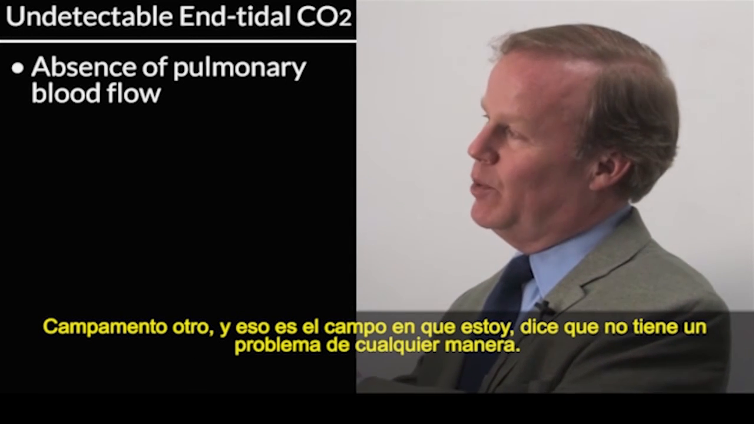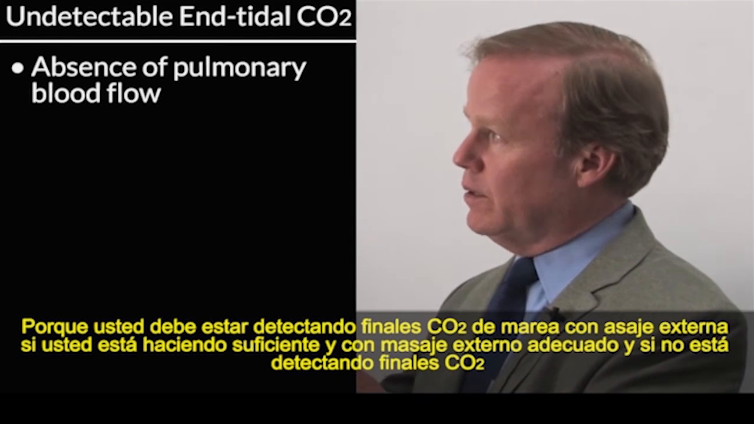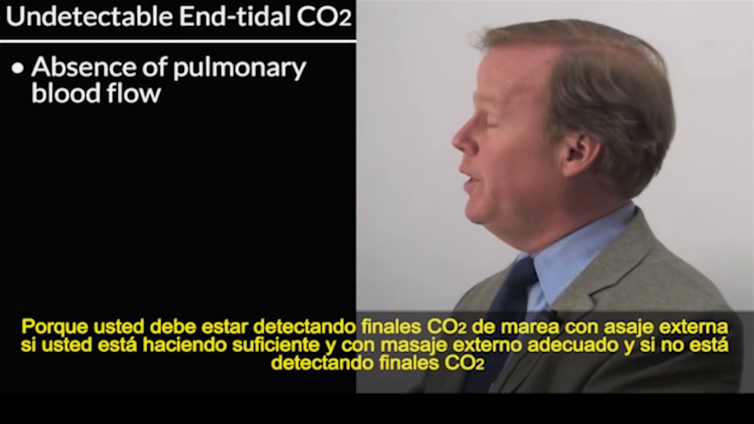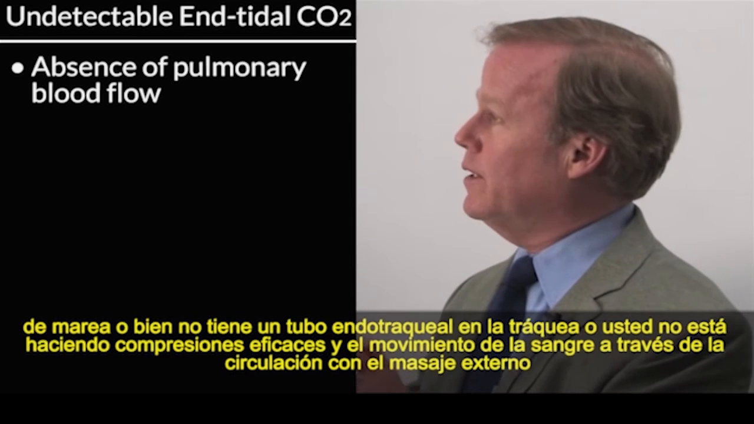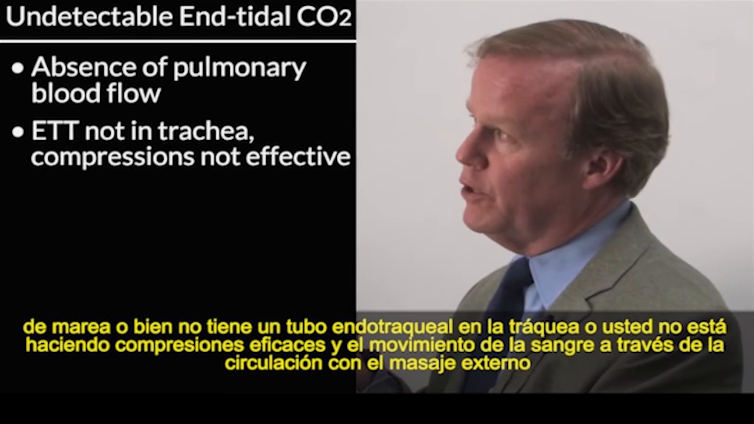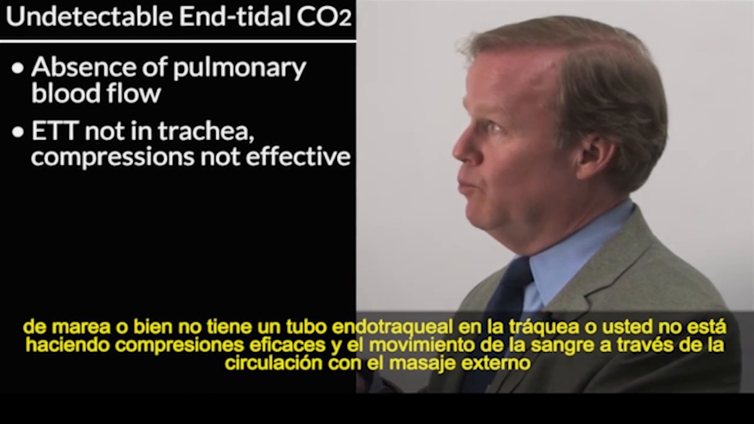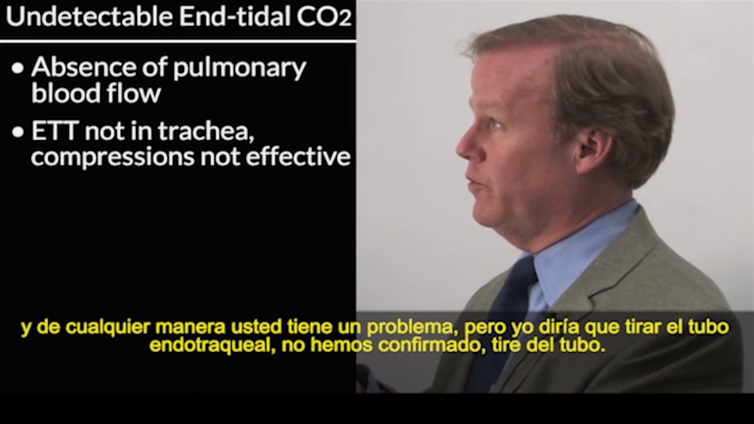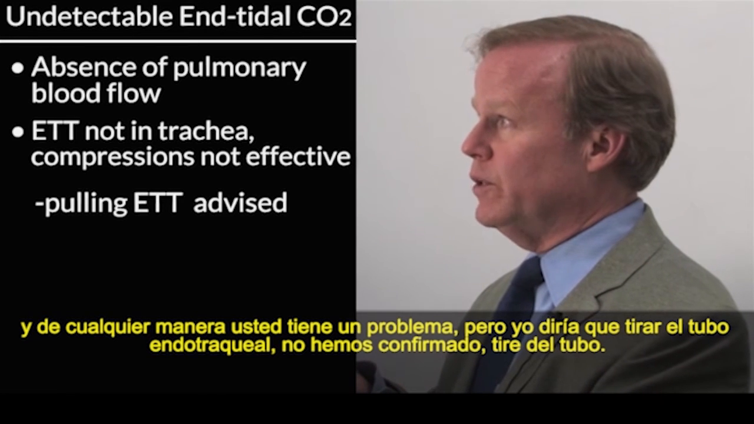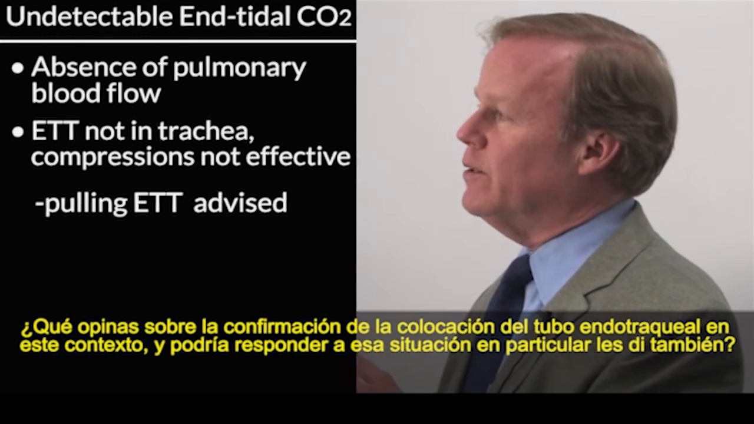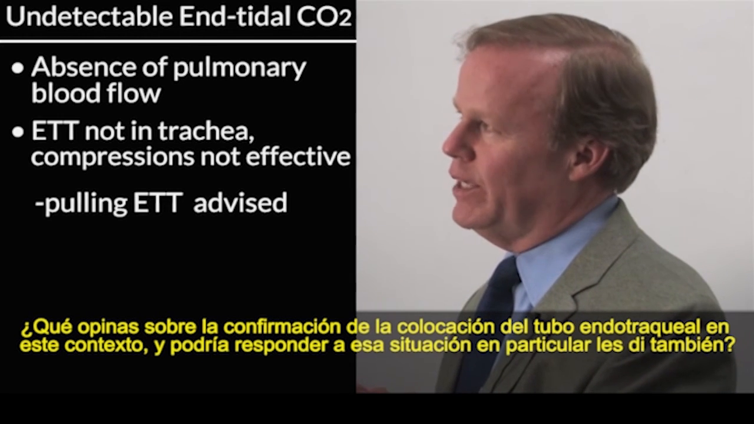Another camp, and that's the camp I'm in, says, no, you have a problem either way, because you should be detecting end-tidal CO2 with external massage if you're doing adequate and having adequate external massage. And if you're not detecting end-tidal CO2, you either don't have an endotracheal tube in the trachea, or you're not doing effective compressions and movement of blood through the circulation with external massage. And either way, you have a problem. But I would say pull the endotracheal tube. We haven't confirmed it. Pull the tube. How do you think about confirmation of endotracheal tube placement in this context? And could you answer that particular scenario that I gave you as well?